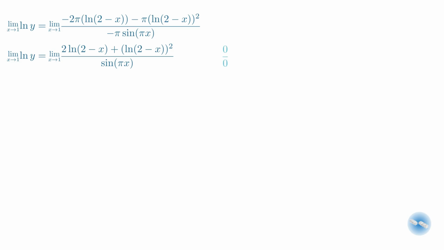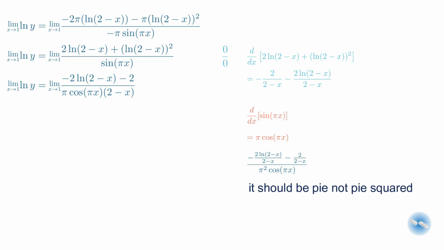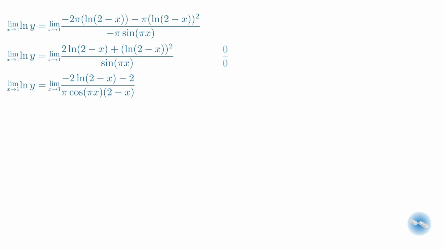Evaluating the limit gives us yet another indeterminate quotient 0 over 0. Differentiate the numerator and denominator using the chain rule. After simplifying the derivative over the derivative, evaluate the limit. Finally, an expression that is not an indeterminate form.